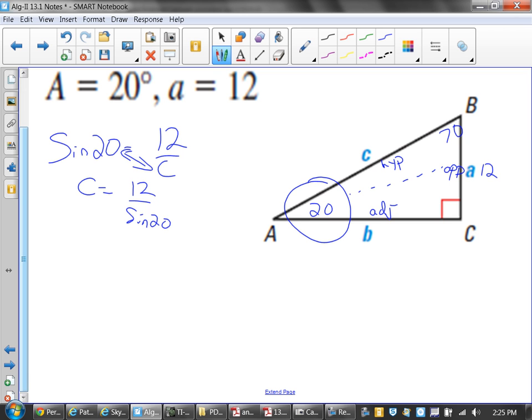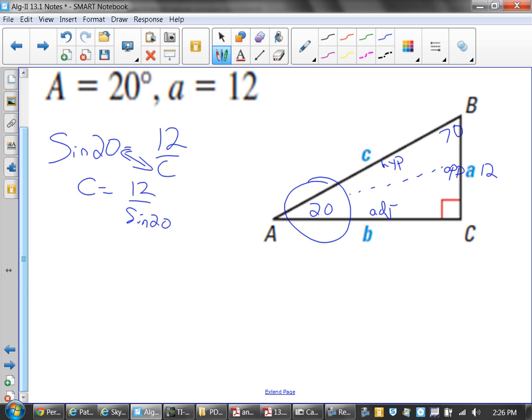Now, Richie, I know you didn't bring a calculator today. But you can do all of your work up to this point. Right now, he's telling me that the C value is going to equal 12 over the sine of 20. Now, type it in your calculator.